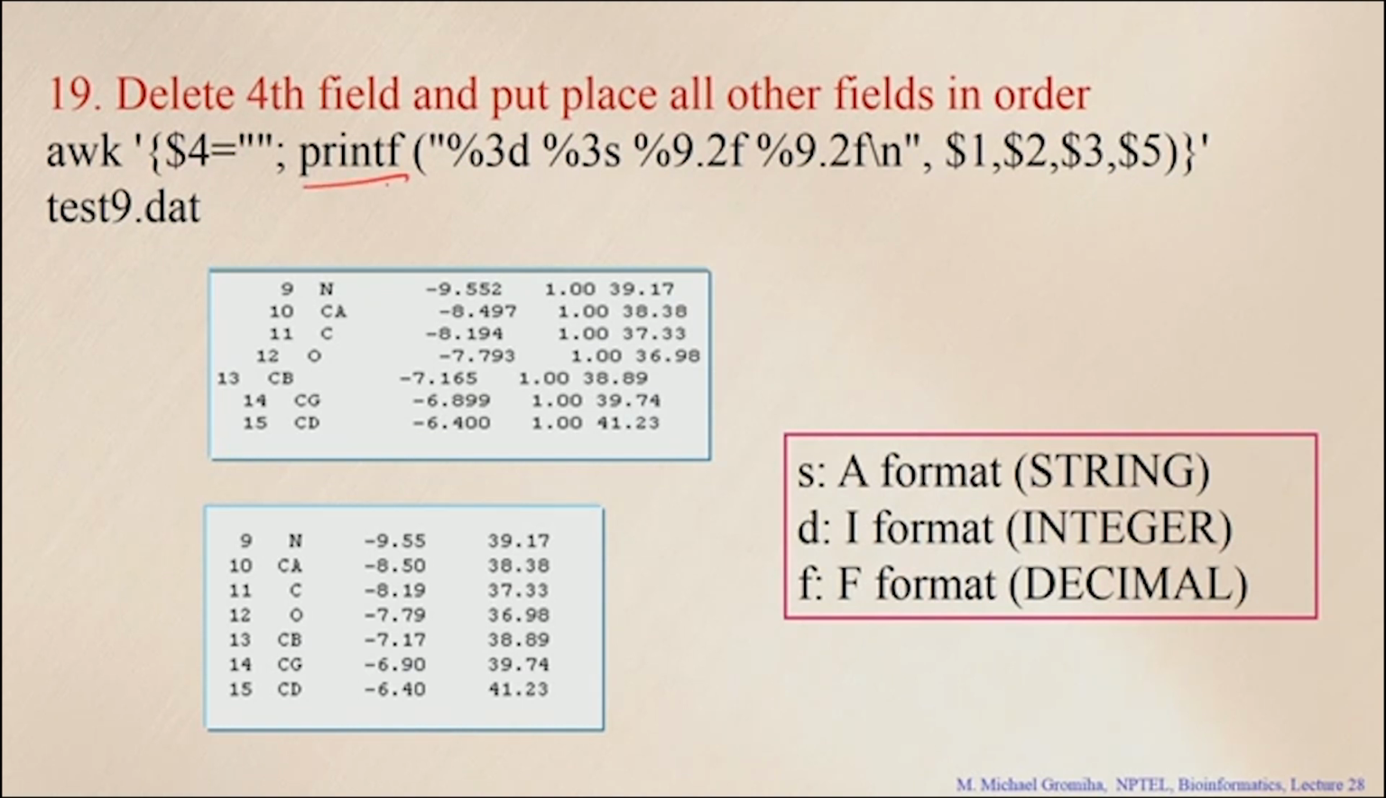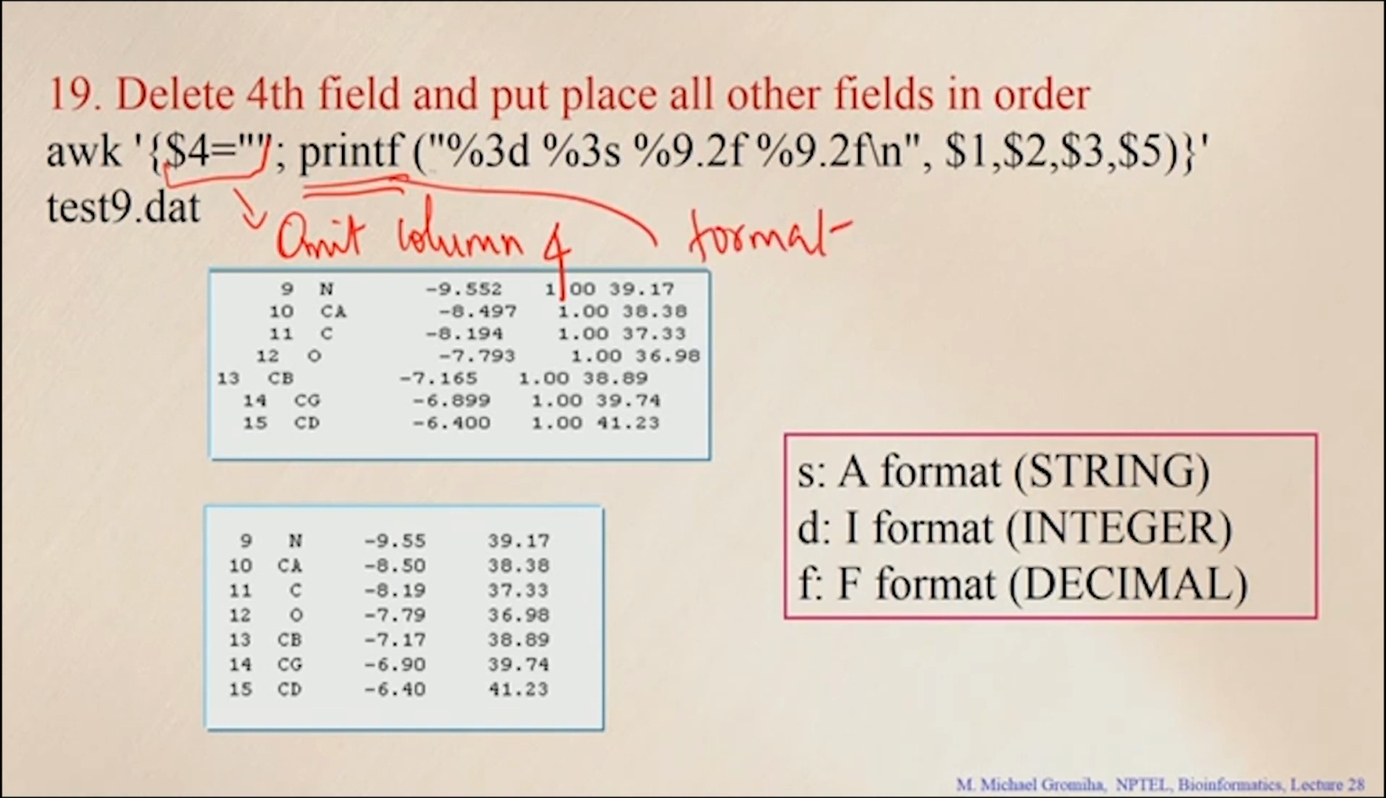So what will happen here? This first section will omit the column number 4. Then what will printf do? Format, a specific format. What is this one? It is the format that we require. Then what is this one? Fields. These are the fields.